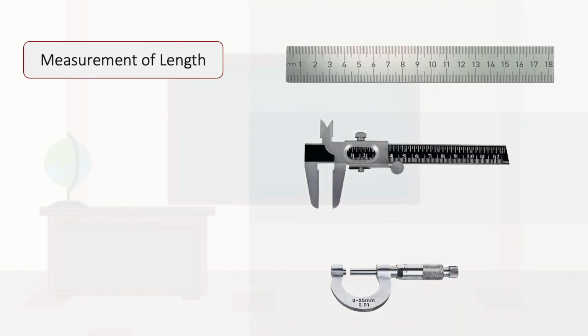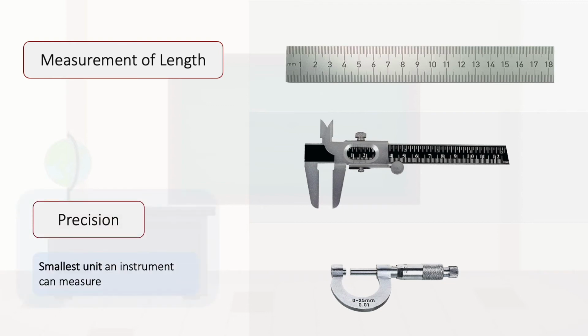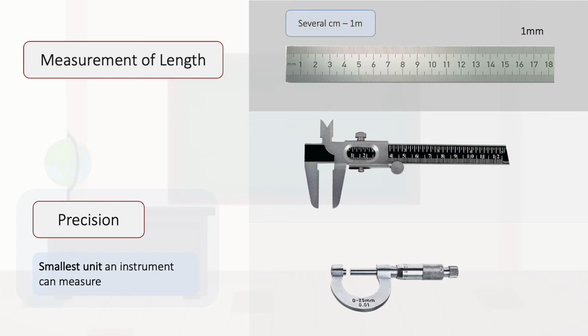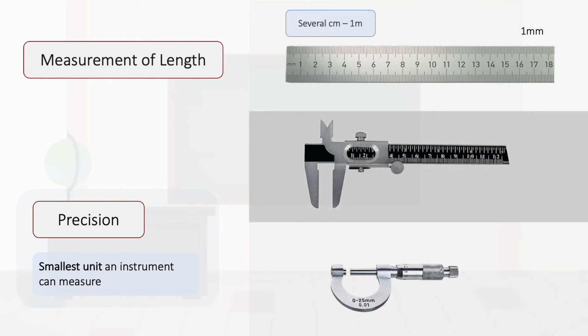A property of these instruments is their precision, meaning the smallest unit the instruments can measure. Like for example, the smallest unit in a ruler is 1 mm, meaning that is the most precise the ruler can get, and we say the ruler has a precision of 1 mm. The ruler is meant for measuring relatively larger objects, within the range of several centimeters to a meter.